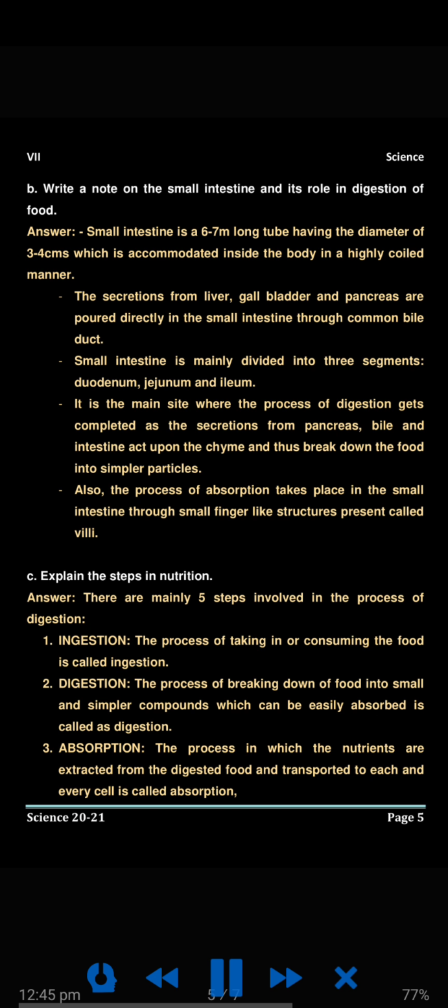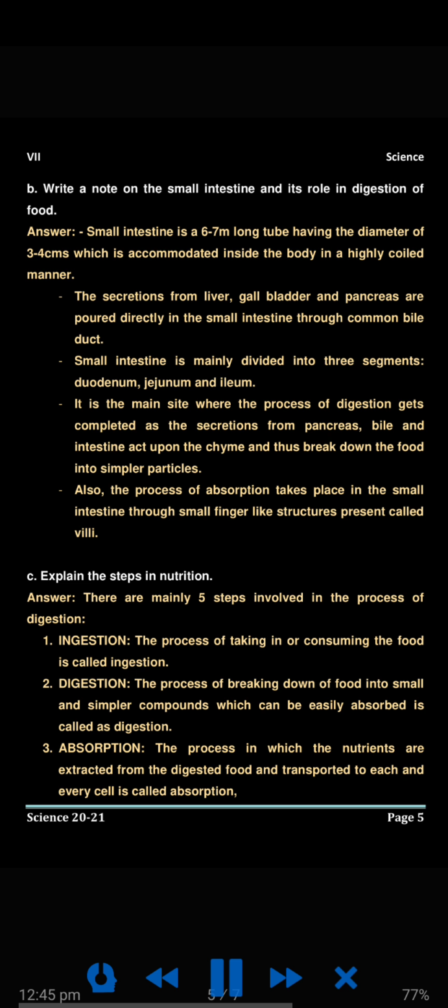B. Write a note on the small intestine and its role in digestion of food. Answer: The small intestine is a 6-7 meters long tube which is accommodated inside the body in a highly coiled manner. The secretions from the liver, gallbladder and pancreas are poured directly into the small intestine through the common bile duct.